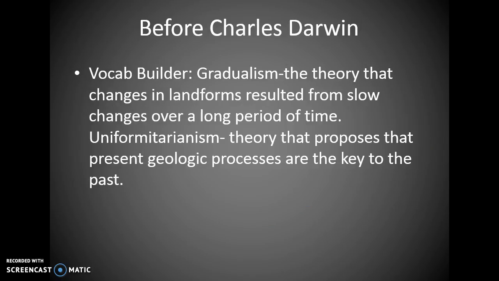Another theory is gradualism, which is the theory that changes in landforms resulted from slow changes over a long period of time. And a prime example of gradualism would be the Hawaiian Islands. The Hawaiian Islands were developed out of volcanoes that were under the surface of the ocean. Now, when hot magma hits the cold temperatures of the deep abyss of the ocean, it solidifies and it hardens. So eventually you end up with these eruptions that keep continuing to happen over and over and over again, and they eventually broke the surface of the ocean, creating the Hawaiian Islands.